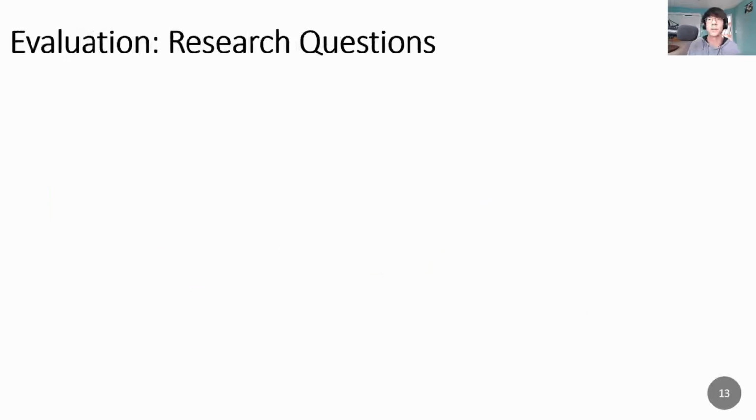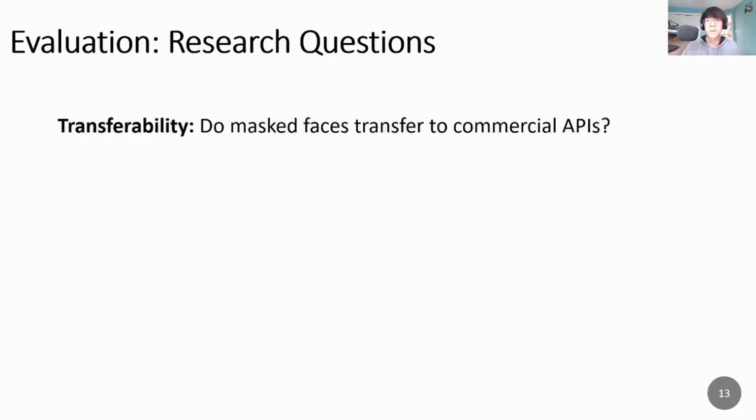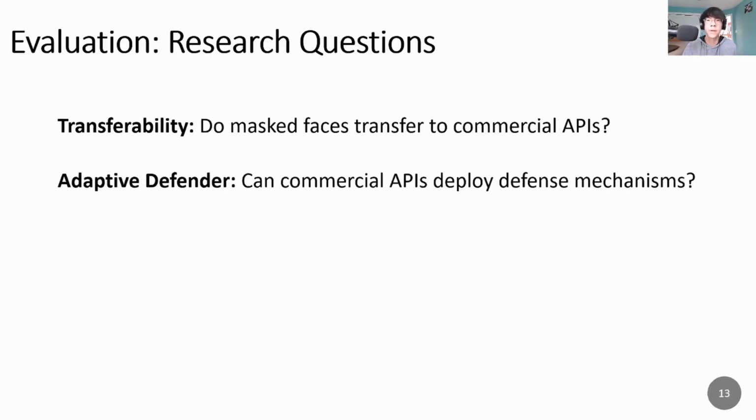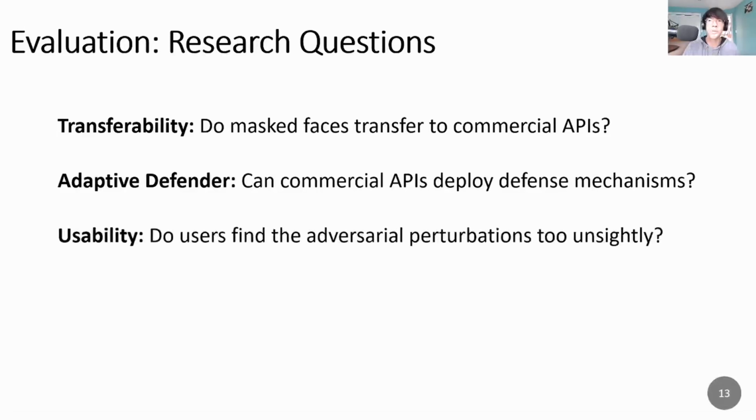In our evaluation, we wanted to understand the following. Do faces masked by Face-Off transfer to commercial APIs in a black box setting? Can commercial APIs deploy defense mechanisms against Face-Off, such as adversarial training? And finally, are users willing to upload adversarially perturbed faces to social media, or are they too unsightly?